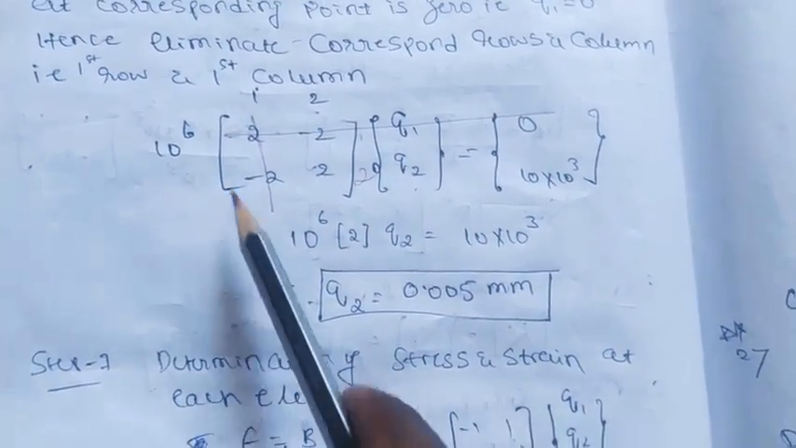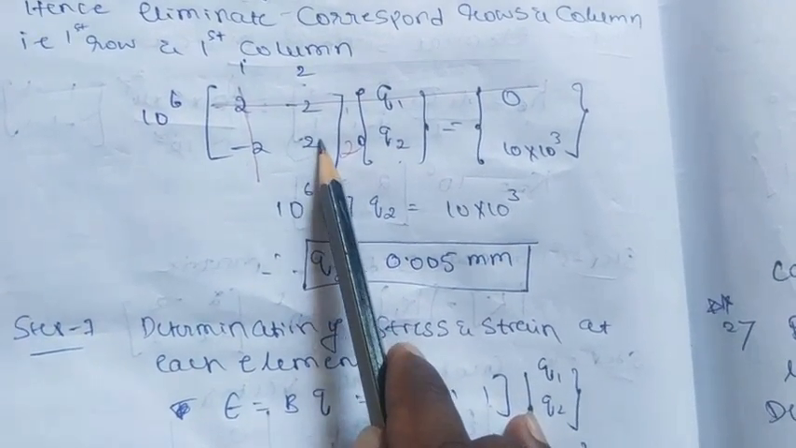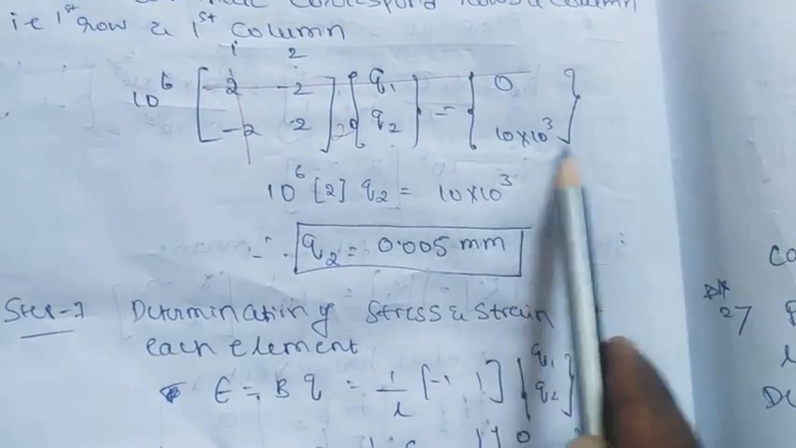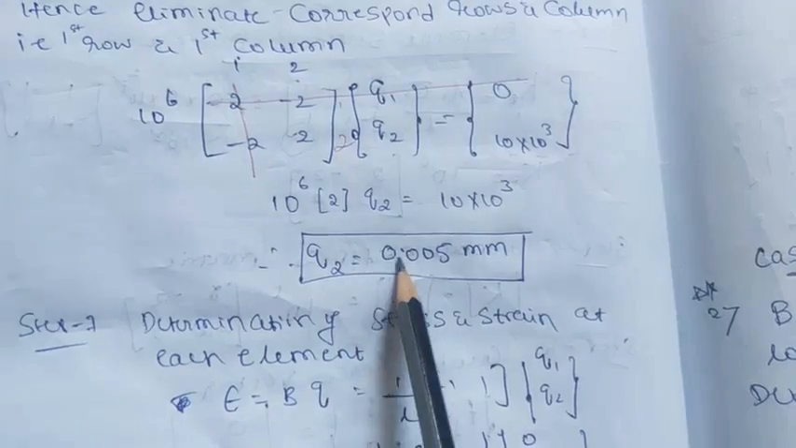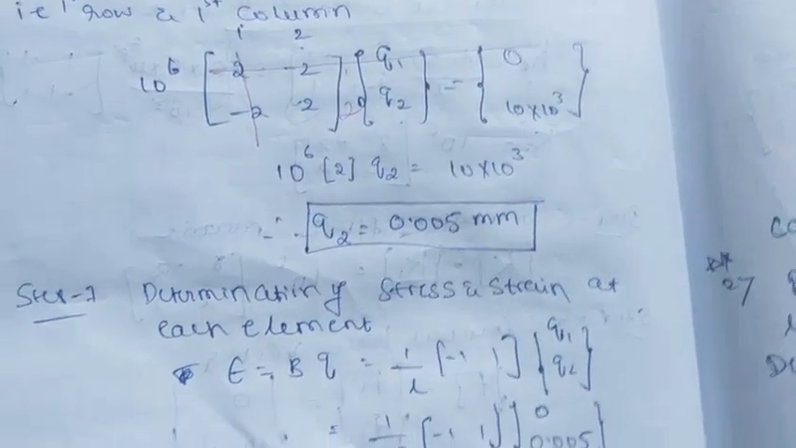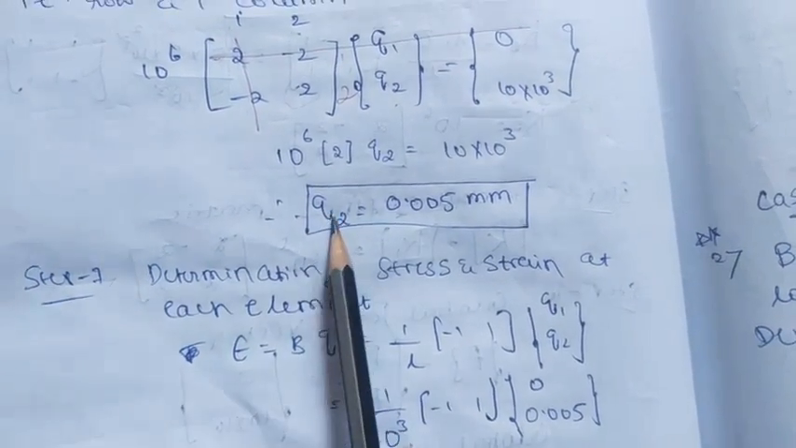Now what are the remaining things? 10 power 6 into 2, multiplied by Q2, is equal to 10 into 10 power 3. Now we can solve for Q2. Therefore the displacement at node 2 becomes 0.005 mm.